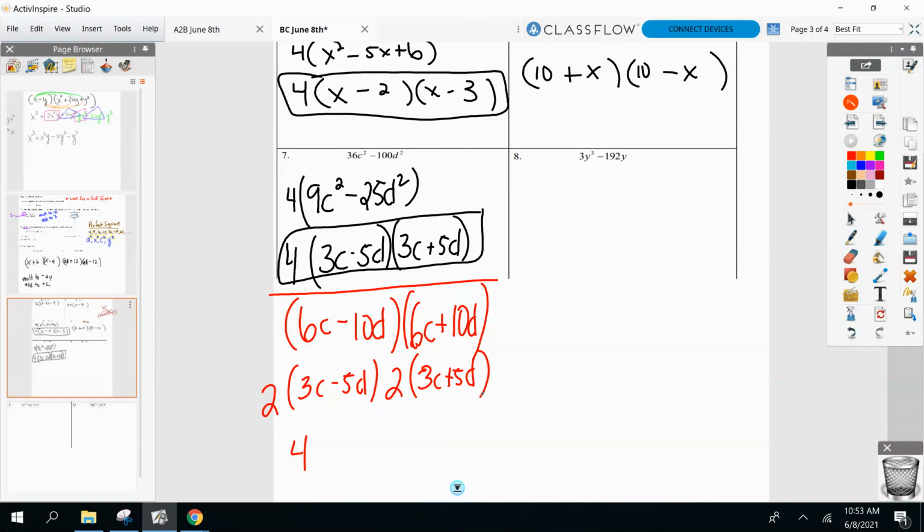Number 8. Go ahead, number 8. Look for a GCF first. Maybe, maybe not. I don't think 3 is a perfect square, or y to the third is, so that's going to be a tough method to use.